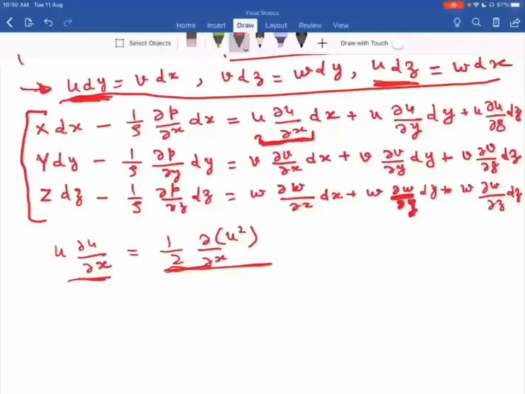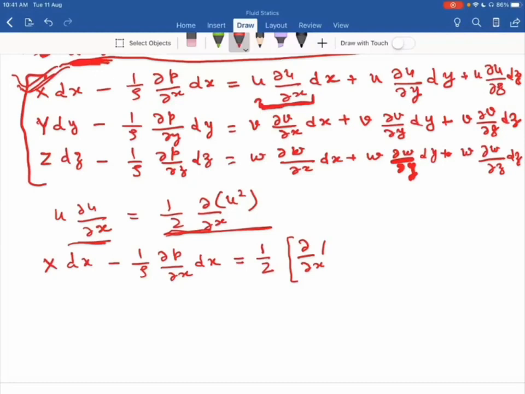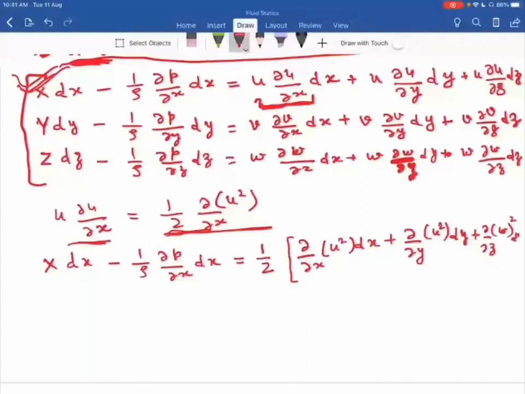ठीक है? So on this line, I write the first equation again. This one. So that is X dx minus 1 by rho ∂p/∂x dx equal to, now first equation, first term, sorry. Now first term becomes, now 1 by 2, तो सभी में 1 by 2 आएगा. I take it out. So within bracket you have ∂/∂x of u square dx plus ∂/∂y of u square dy plus ∂/∂z of u square dz और bracket close.